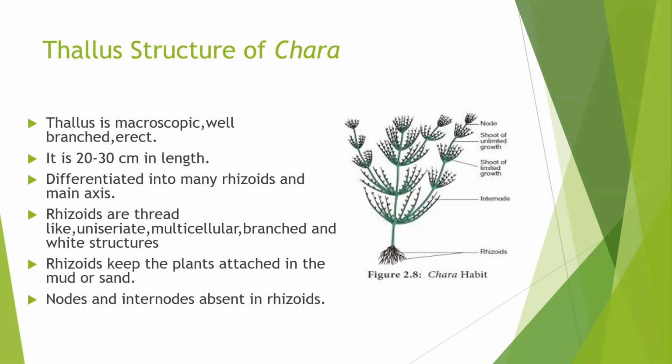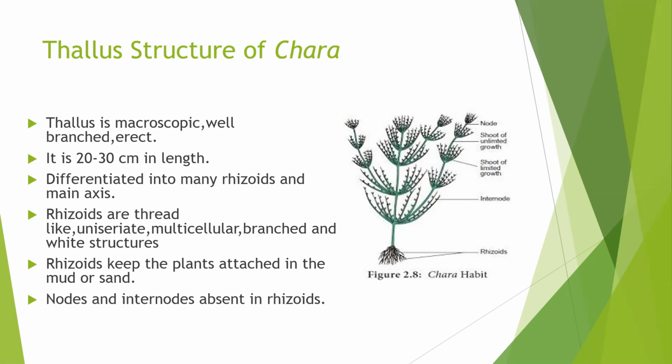Let us see the thallus structure of Chara. The plant body of Chara is macroscopic, well-branched and erect. What is thallus? Thallus means the plant body is not differentiated into root, stem and leaves. Therefore, it is called the thallus. In Chara, the thallus is macroscopic. Macroscopic means it is easily seen by naked eyes, then well-branched and erect. The height of the plant body is 20 to 30 centimeters in length.